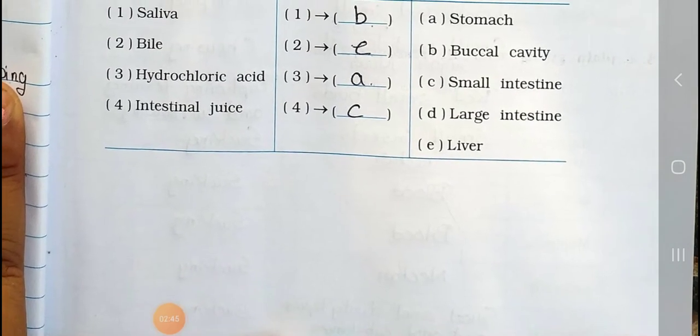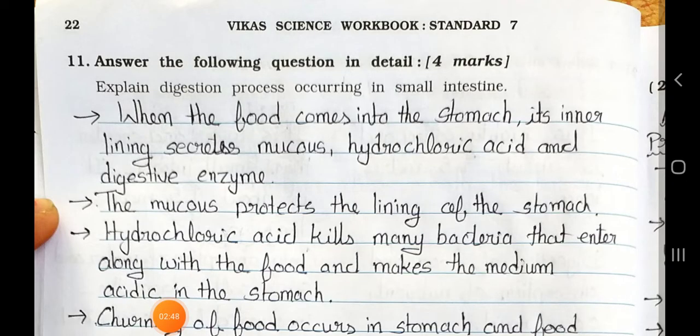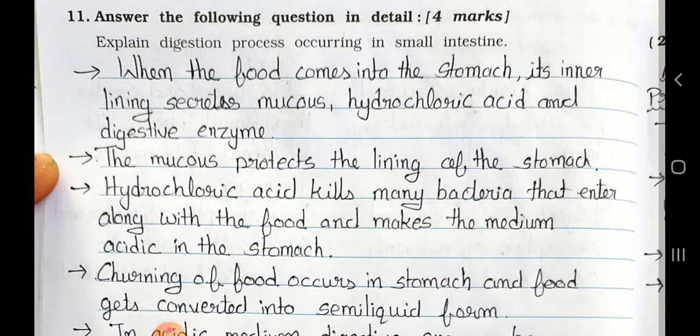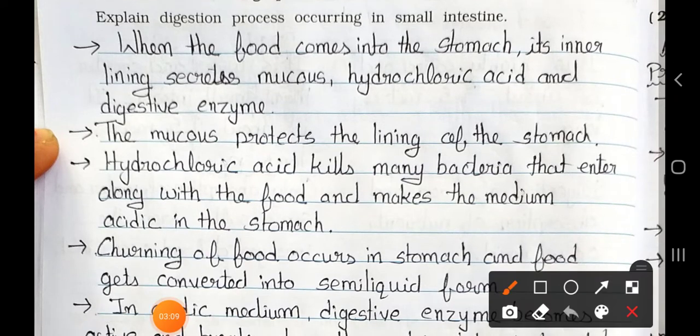Now we will see the next page. Main 11. Answer the following questions in detail. 4 marks each. Explain the digestion process occurring in the small intestine. Answer is, when the food comes into the stomach, its inner lining secretes mucus, hydrochloric acid and digestive enzyme. The mucus protects the lining of the stomach. Hydrochloric acid kills many bacteria that enter along with the food and makes the medium acidic in the stomach.